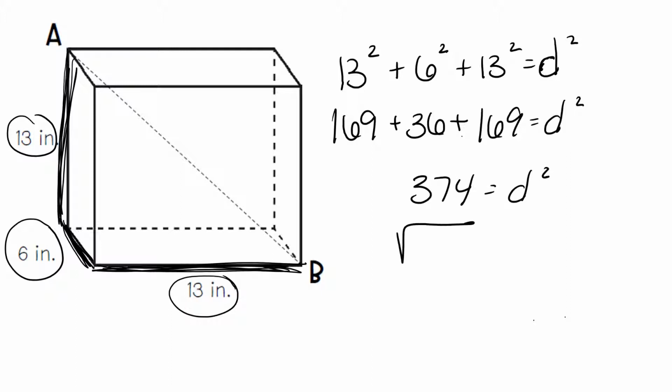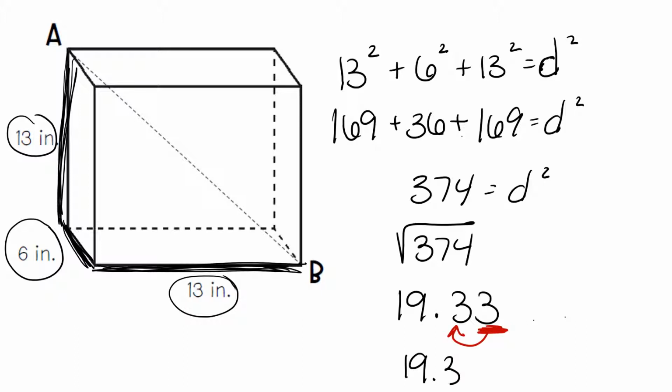And our last step is to take the square root. The square root of 374 is going to give us 19.33. Looking at that second decimal place, 4 and less, we round down. 19.3 is our D value, the diagonal line. There is a much more complicated way to solve the problem, but this is an easier method that will work every single time.